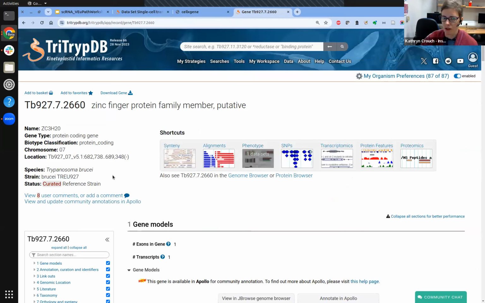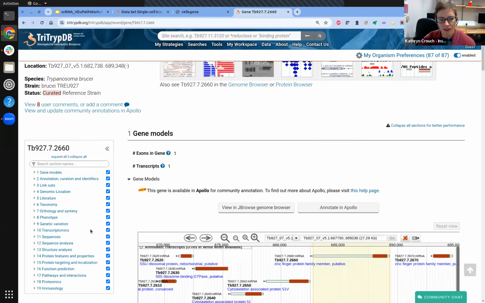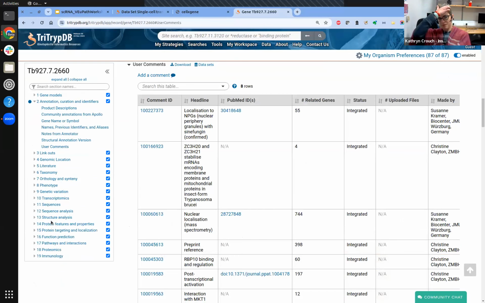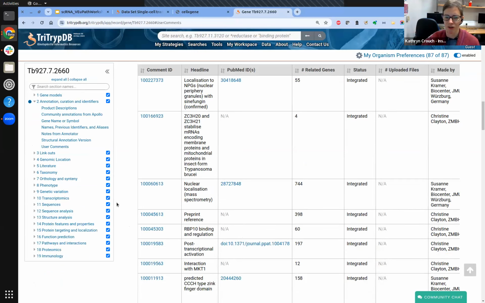And we can actually see some things on this gene page that help us understand why the authors thought this was useful. And the most useful things for this are actually in the annotation, curation, and identifiers part of this page, and in the user comments. So any user who's logged in can always go and add a comment on a gene and tell us a bit more about what they think that gene does, or where it's expressed, or link to a paper where the gene's been described. So these are the user comments for this gene. And there's 2 here that help us understand why this was the one they chose to explore further.